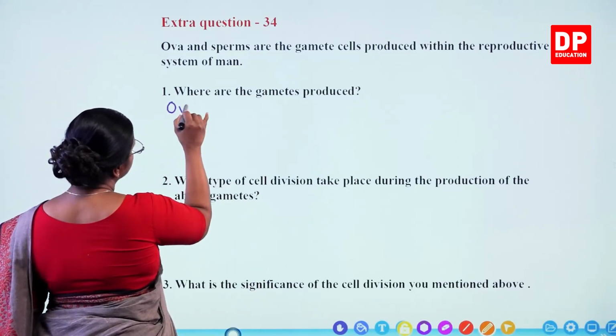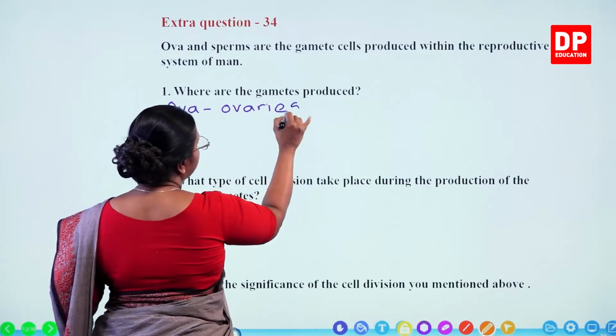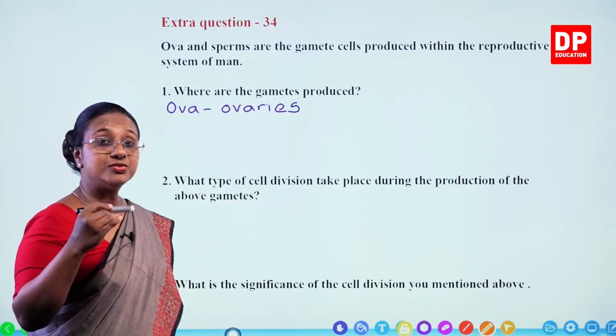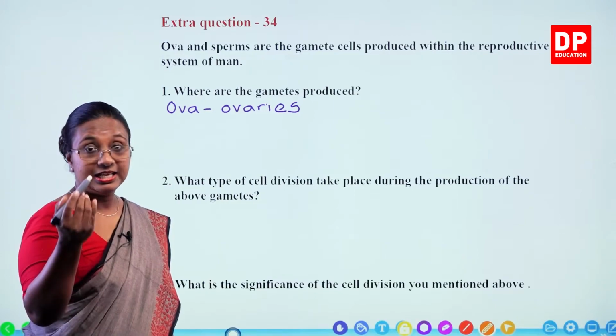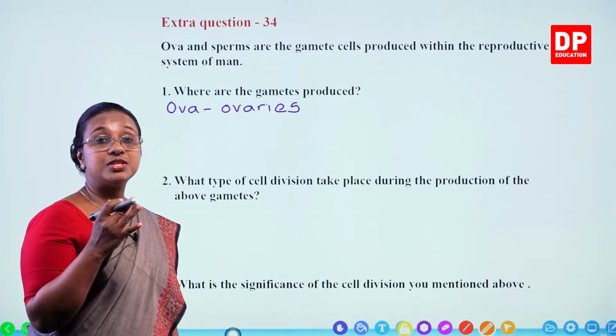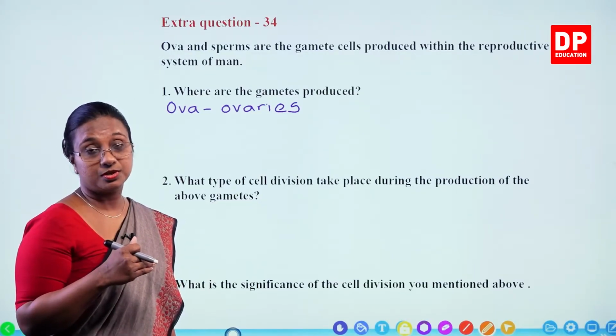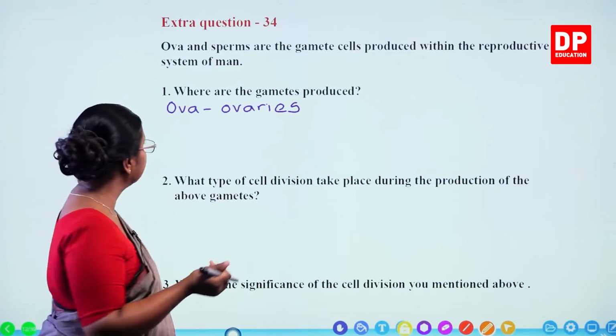Ova, you can say ovaries. There are a pair of ovaries and the ovaries function alternately during menstrual cycles. So once the left ovary produces the ovum, the next cycle the right ovary produces the ovum. Like that alternately they function.